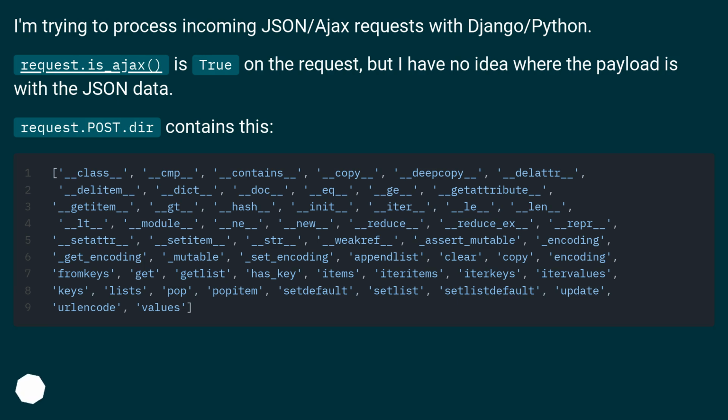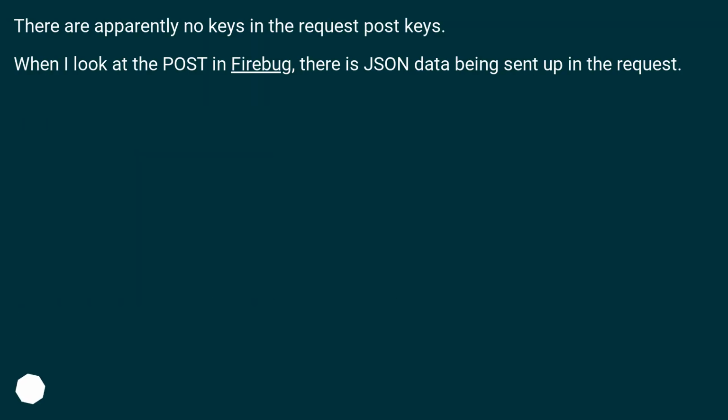request.POST.dir contains this. There are apparently no keys in the request.POST keys. When I look at the post in Firebug, there is JSON data being sent up in the request.